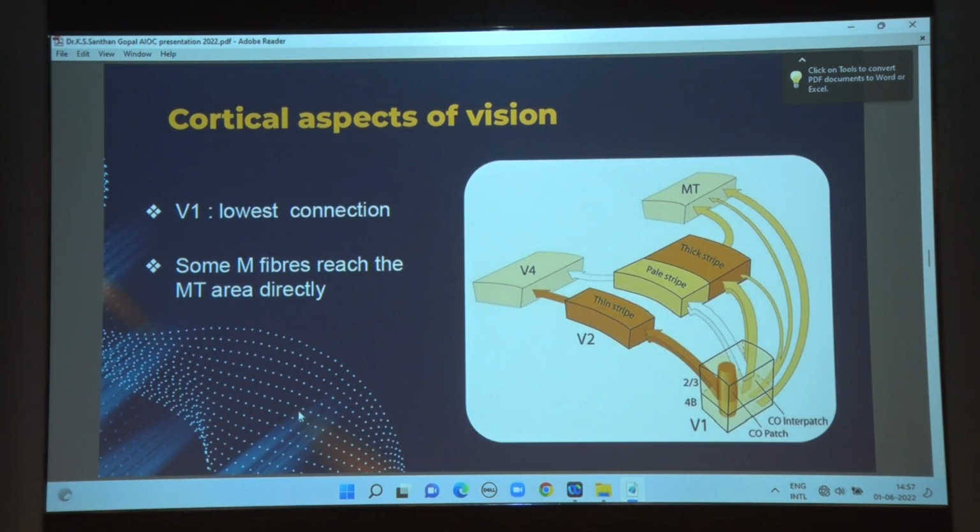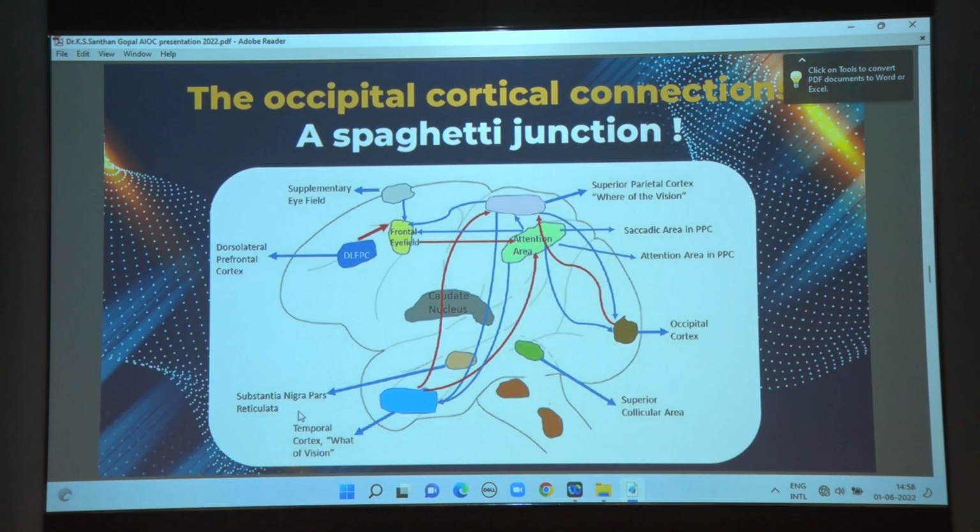Now, this is further ahead. The V1 acts simply as a fast-forwarding center. It doesn't have the capacity to analyze. It says, escalate it and send it off to the higher centers, you fellows analyze, I don't know what it is, you tell me, and then I'll take action accordingly. So they send it off to a number of centers, V2, V3, V4, mid-temporal, et cetera, for further analysis from V1. Now, this is how the brain connection is.